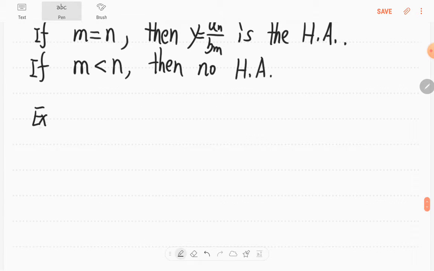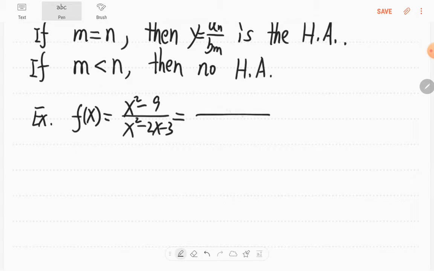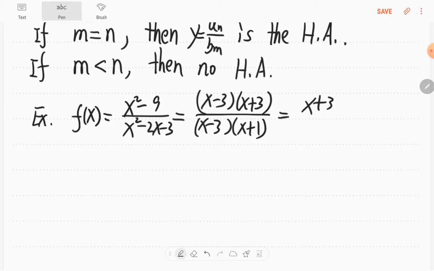Let's look at an example. f of x equals x squared minus 9 over x squared minus 2x minus 3. The same thing, we need to simplify first. x minus 3, x plus 3 over x minus 3, x plus 1. So this is x plus 3 over x plus 1, right?